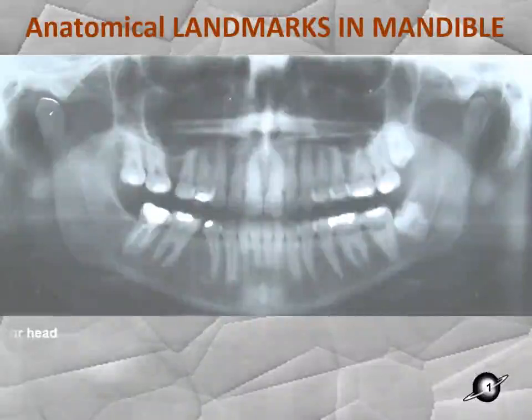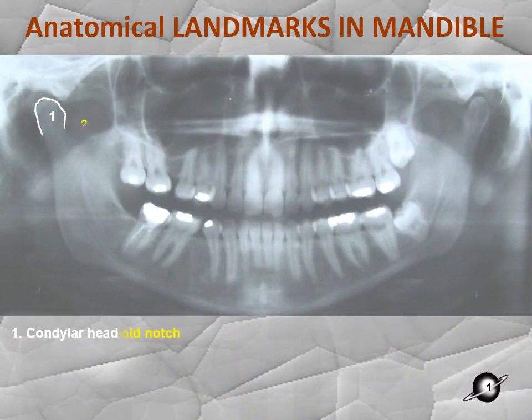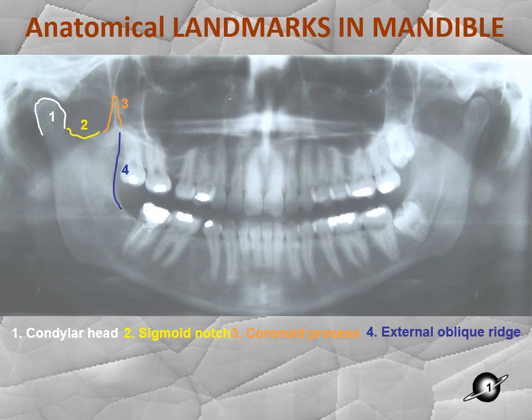A quick review. One is a condylar head. Two is a sigmoid notch. I don't think we'll have any difficulty in appreciating them. Three is a coronoid process. Four is an external oblique ridge. Five is a mandibular canal. Six is a posterior border of ramus.